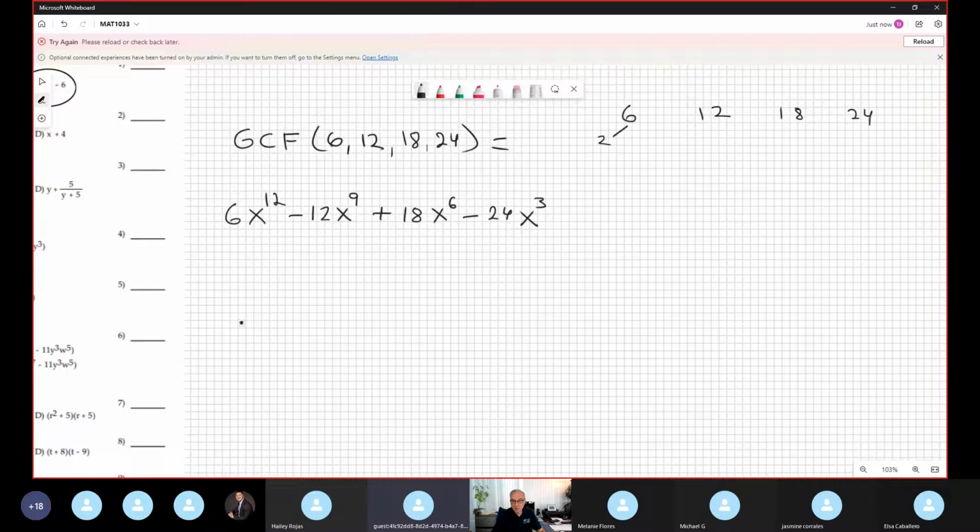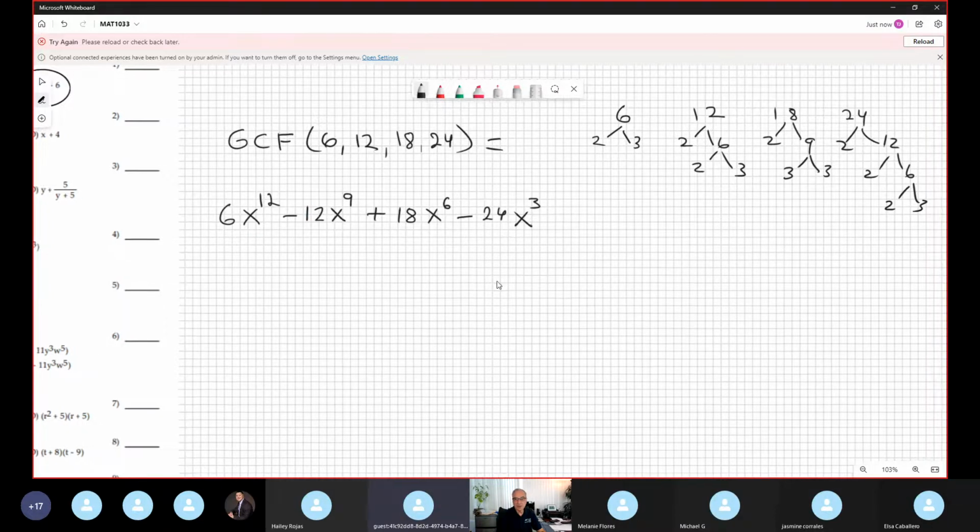This is 2, 3. This is 2, 6, 2, 3. This is 2, 9, 3, 3. And this is 2, 12. And this is 2, 6, 2, 3. Okay, cool. This is the prime factorization of everything.